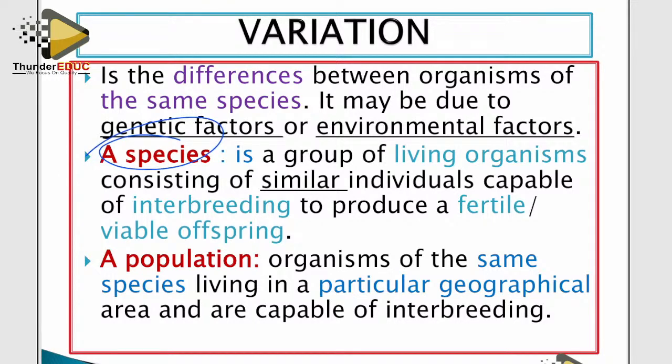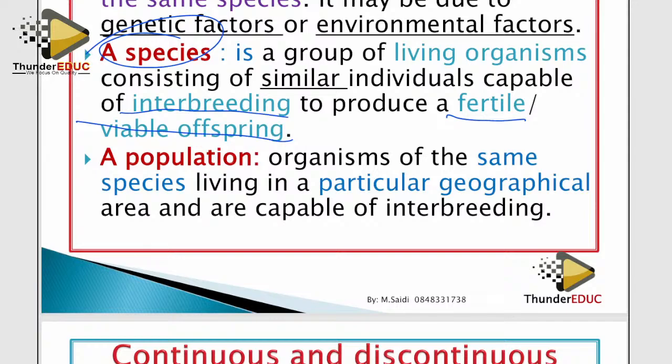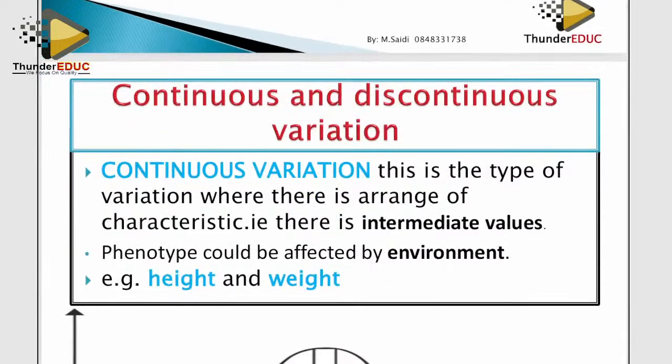So what's a species? You need to know that the definition is a group of organisms consisting of similar individuals capable of interbreeding. You don't stop there. You say to produce fertile offspring. Don't use viable anymore because we have removed it; say produce fertile offspring. A population is a group of organisms of the same species living together in a particular area. At that specific time, they should be living together and be able to interbreed.